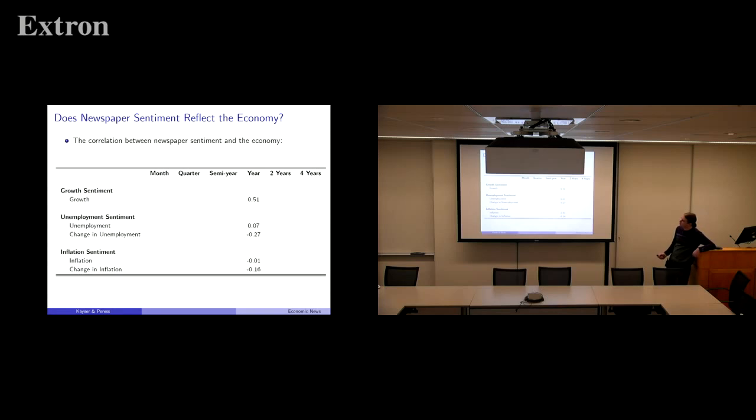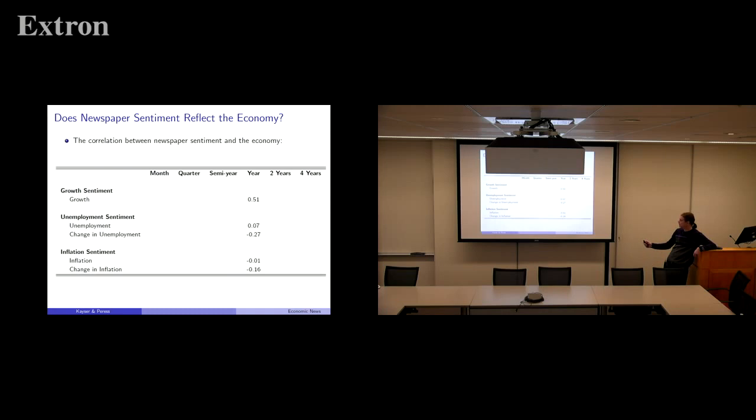Okay, so we're doing something really simple here. Our dependent variable, I shouldn't say dependent variable, these are just correlations. We're looking at the correlation between the different dimensions of sentiment and the different measures of how the economy is doing. In all these cases, we're looking at things over a 1-year interval. So for example, growth would be over a period of a year. If we correlate growth over a period of a year to growth sentiment, the correlation is 51%. If we look at unemployment, it looks like changes in unemployment are more correlated with unemployment sentiment than levels of unemployment. We see something similar going on for inflation.